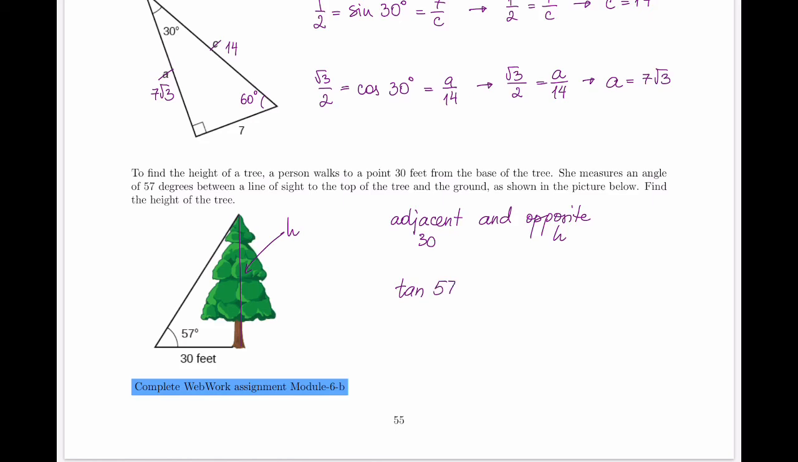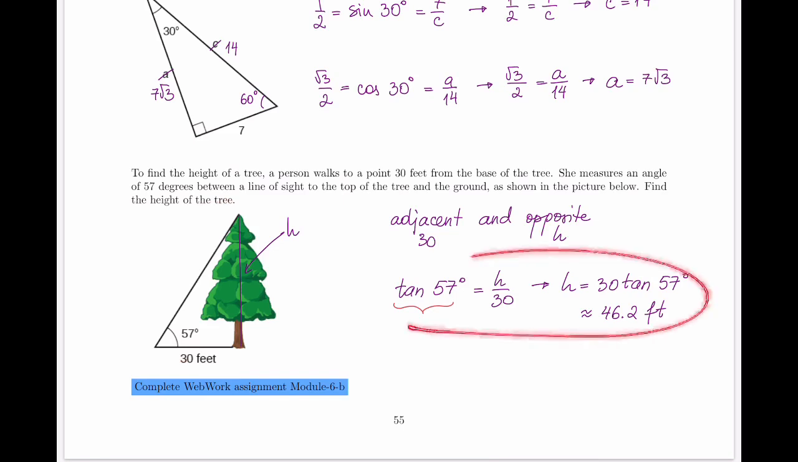So we can compute tangent of 57 degrees, and we know that to be the opposite over adjacent, so h over 30. Now, we can actually compute the tangent of 57 degrees on our calculator. So here, we simply have to solve for h. It will be 30 times tangent of 57 degrees, and plugging this into the calculator will give you an approximate value of 46.2 feet. Okay, so oftentimes in word problems, all that it comes down to is being able to set up the correct corresponding trigonometric function for a really straightforward calculation.